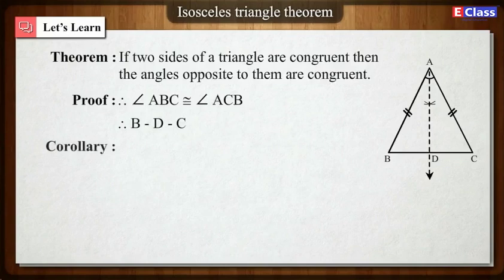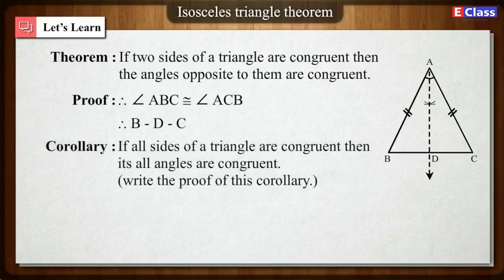Corollary. If all sides of a triangle are congruent, then all its angles are congruent. Write the proof of this corollary.